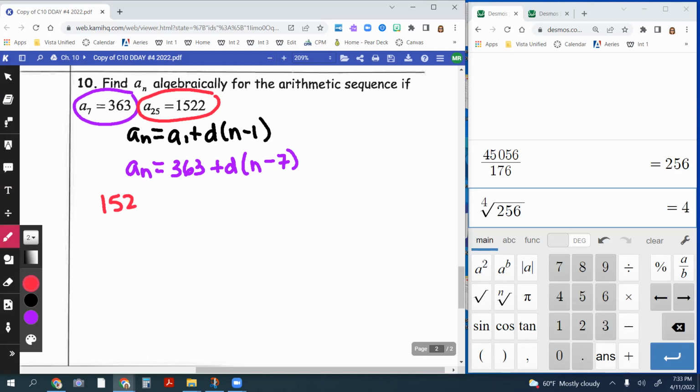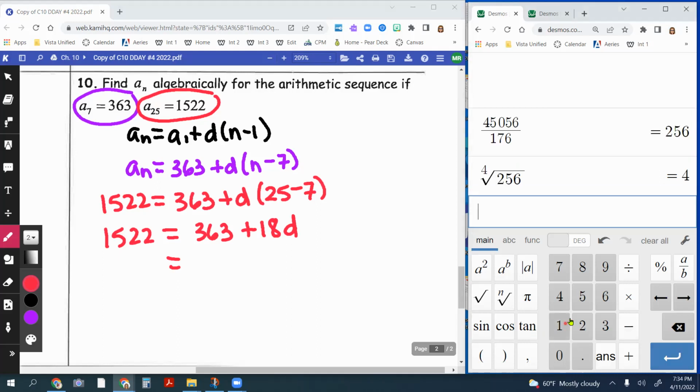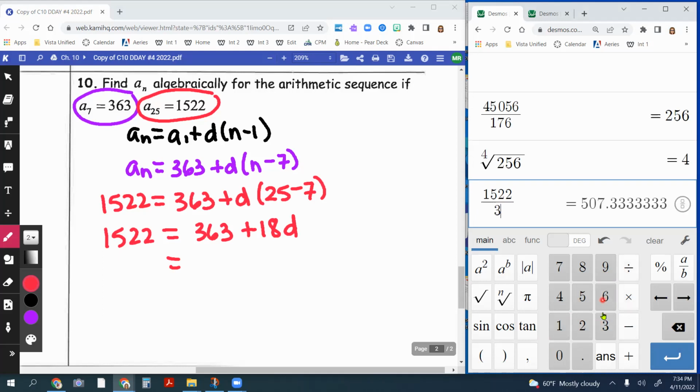So 1,522 is equal to 363 plus d, and that's my 25th term. So I'm going to go 25 minus 7. So 1,522 is equal to 363, and then that's going to end up being 18d. So I'm going to divide 1,522 by 363.